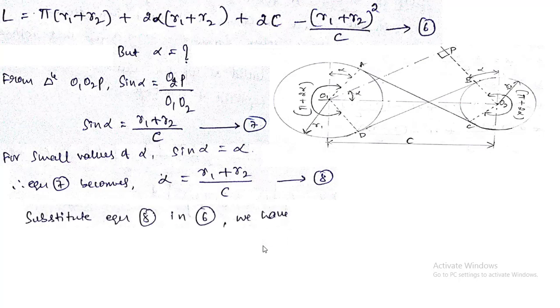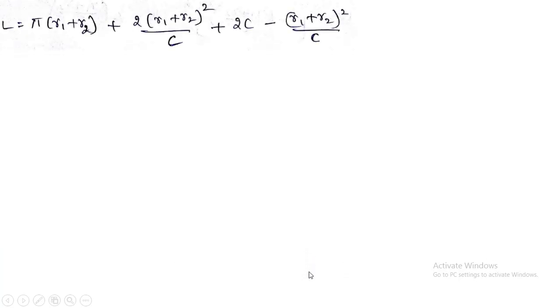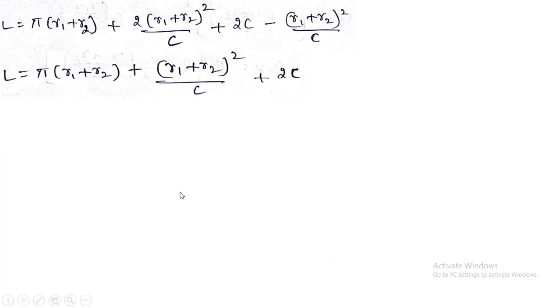Then we will substitute equation number 8 in equation number 6. If you substitute that, you will get an expression like this. Then again it is R1 plus R2 and R1 plus R2 here. It will become R1 plus R2 whole square divided by C, whereas here it is R1 plus R2 whole square divided by C. It is minus here and plus there. So 2 minus 1 will be 1, and we will be left with this expression. Again, plus 2 here and minus 1, and this term is the same. So plus 2 minus 1, it is 1, R1 plus R2 whole square divided by C.